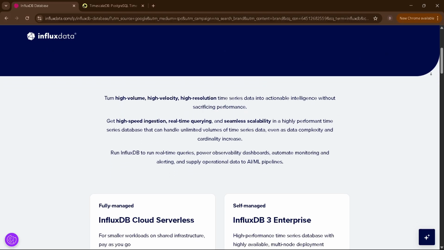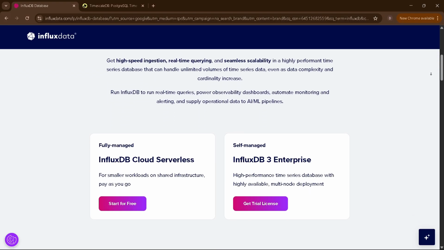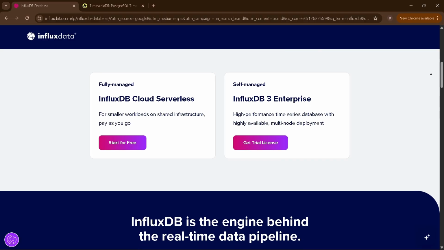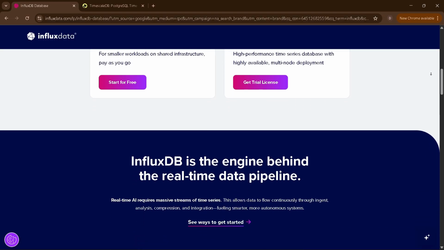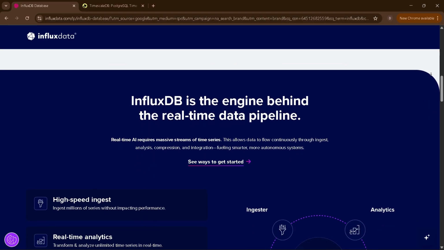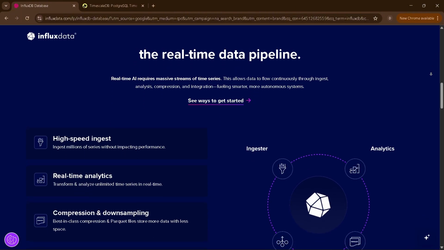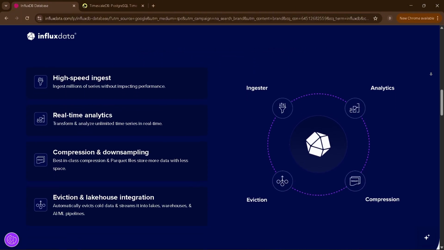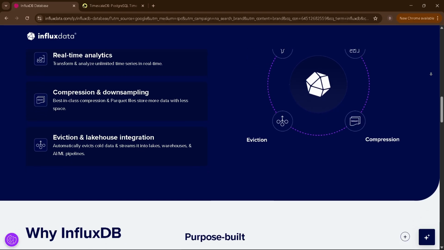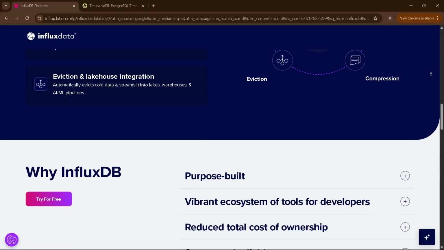Let's start with InfluxDB. Think of it as a specialist. It was created specifically for time series data. It's excellent at ingestion, which is just a fancy way of saying it can record data points very fast. It uses a unique way of organizing data that saves a lot of disk space. This is perfect if you're saving thousands of tiny updates every second.